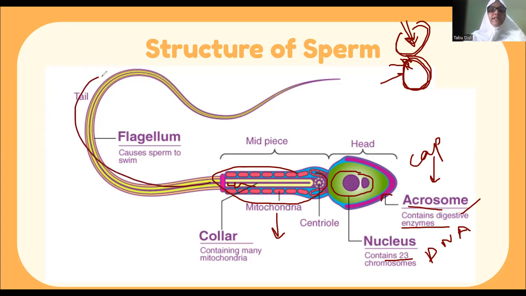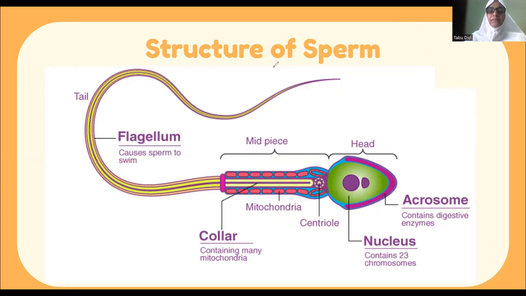And then this is the tail or the flagellum, which causes the sperm to swim. This portion is known as the collar, which has a lot of mitochondria in it. So this collar will have multiple mitochondria surrounding it because the energy requirement is very high. So this is how a sperm will look.